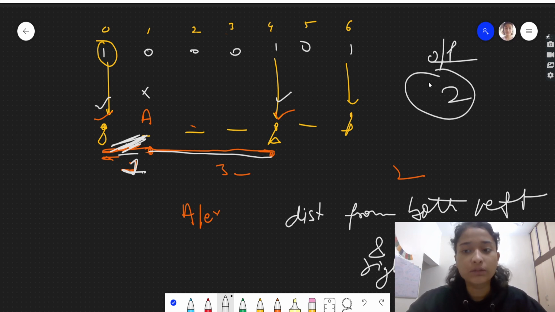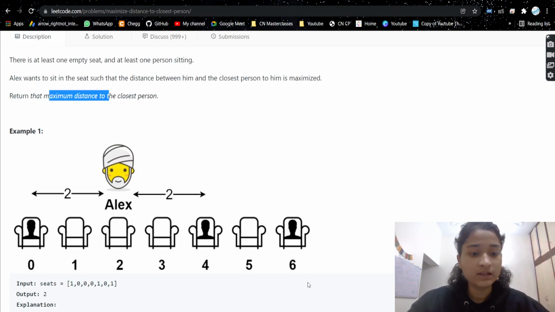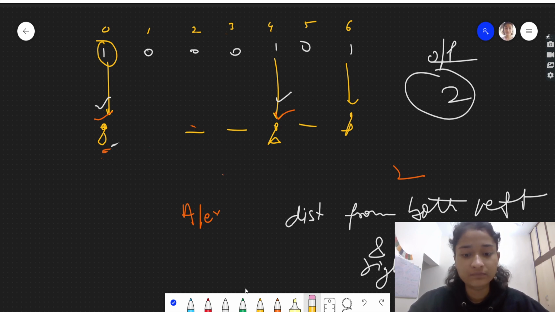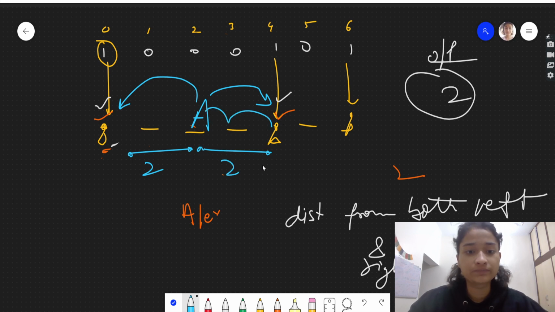Why 2? Because we need to return the maximum distance. And the maximum distance will be when Alex will sit here. If Alex sits at this position, at this seat, then in both the directions, the closest person to Alex will have distance 2. Right, 1, 2. So I hope you understood what the problem is.